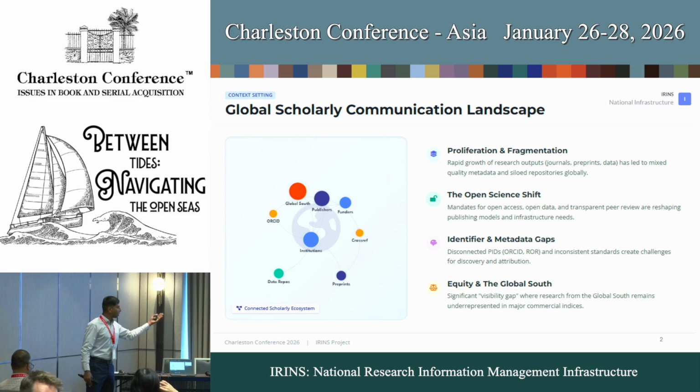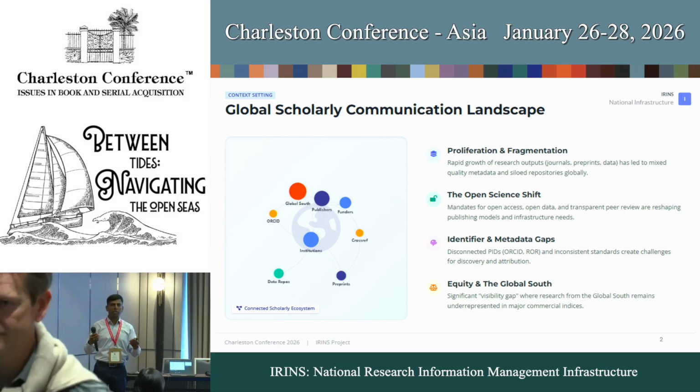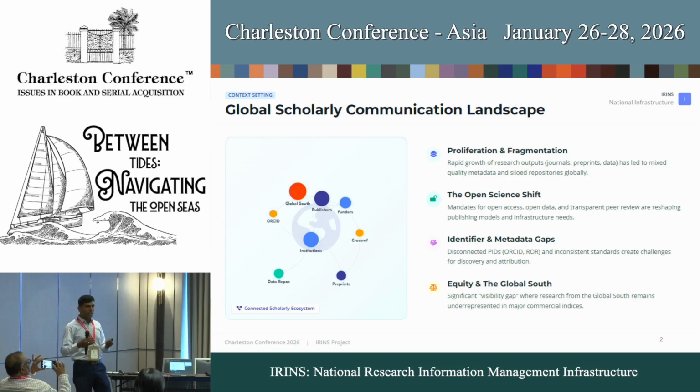The third one is equity and global south, particularly the visibility gap I mentioned. Most of the publications, for example, near about 40 to 50% of the publications, are published in regional journals or in journals of a different language. They do not have proper visibility to the global community.